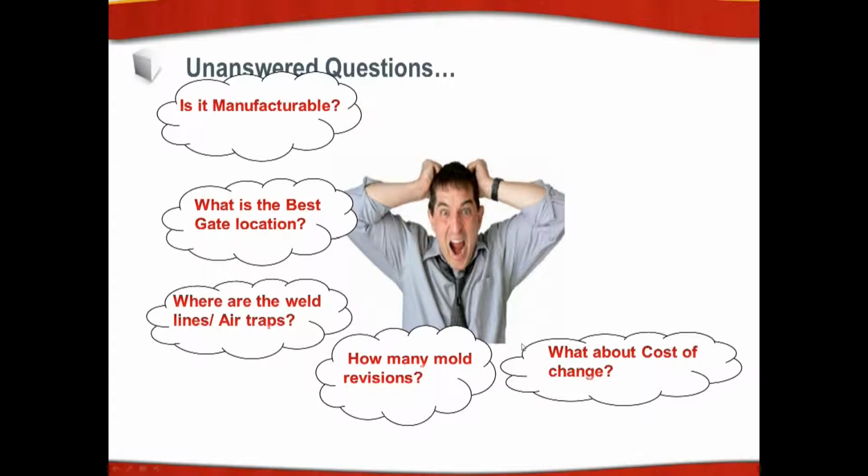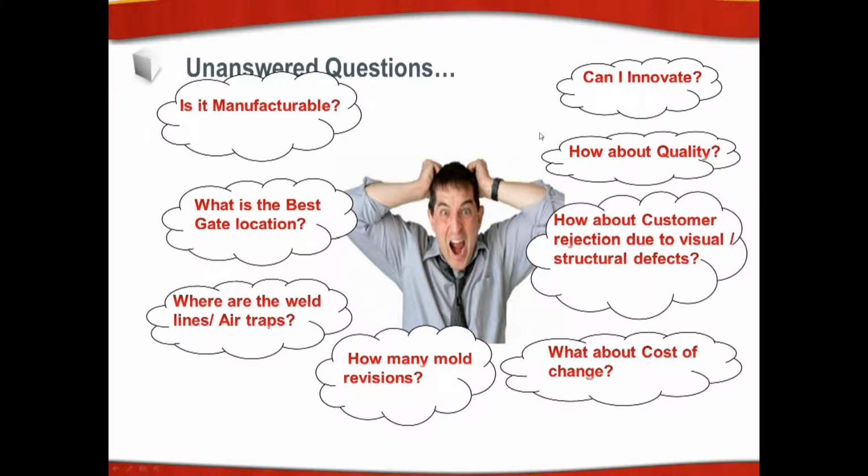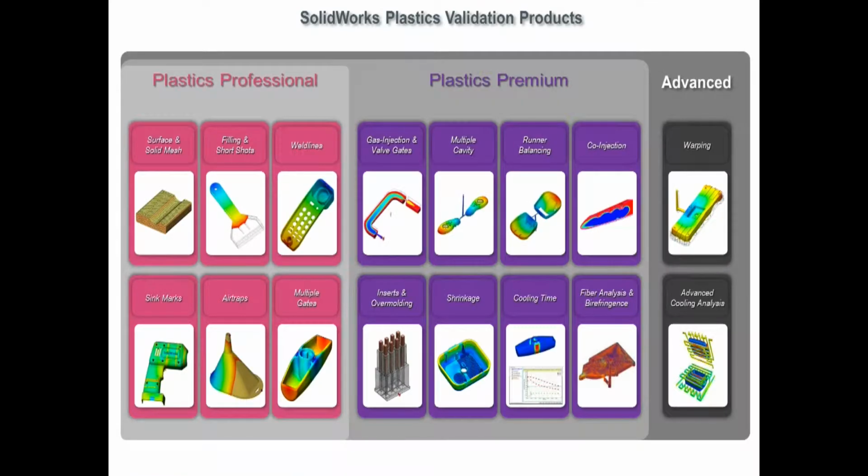So what about the cost of a change? Whenever you do a mold revision, how much does that cost? And how about the customer rejection due to visual structural defects? So again, kind of remaking the mold. A lot of times you'll do remakes on it, make sure that it's a little bit better, make sure that the mold lines up, you have good weld lines, things like that. So that also goes into the quality of the product. And how can you innovate? How can you make it a little bit better? Can you use different processes to do a hot injection mold process versus just a gate?